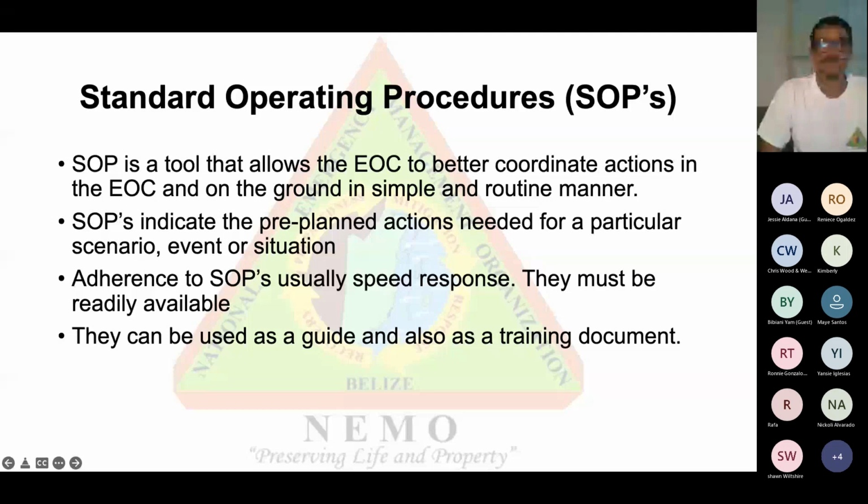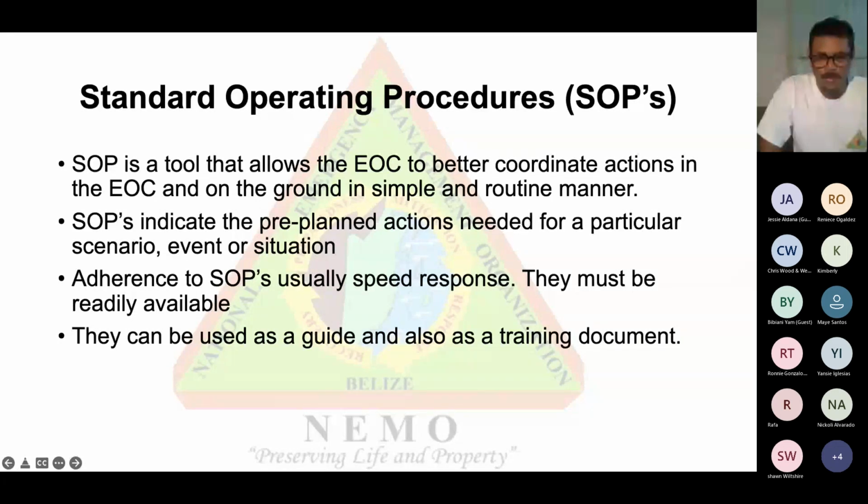They must be readily available. So, on the desk, post up on one of your bulletin boards, or where people can access and see it readily available. They can be used as a guide and also as a training document.